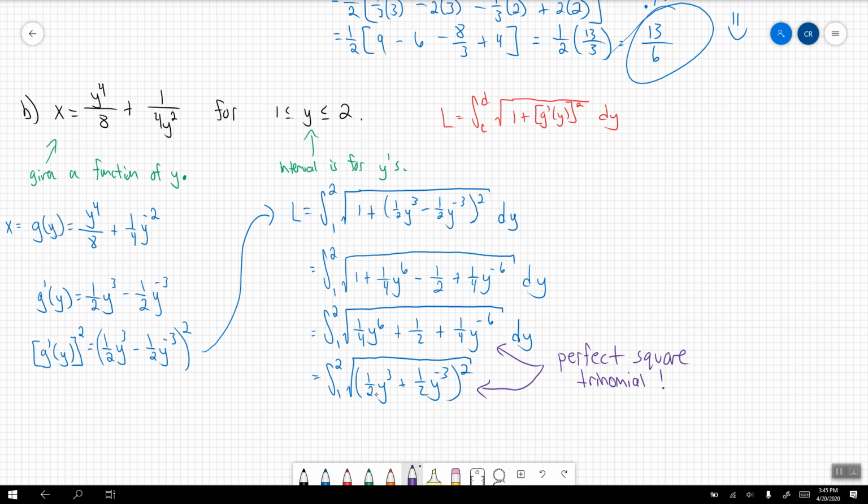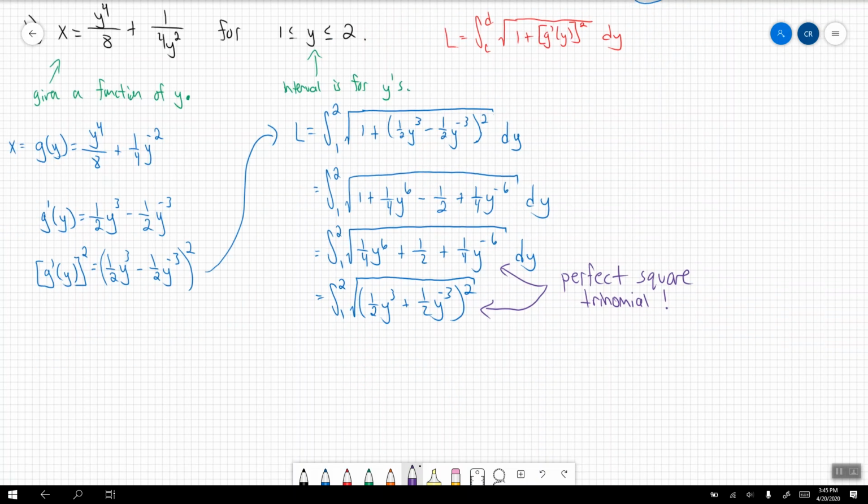Well, let's see. Square this individual piece, we get 1/4 y to the 6. Square this individual piece, we get this here. Okay, it's looking good so far. Now, take this times this, and that's going to be for the middle term, and double it. This times this is just going to be 1/4. Multiplying y cubed times y to the -3 just gives us 1, because that's y to the power of 0. So 1/4 times 2 just gets us 1/2. So it is a perfect square.